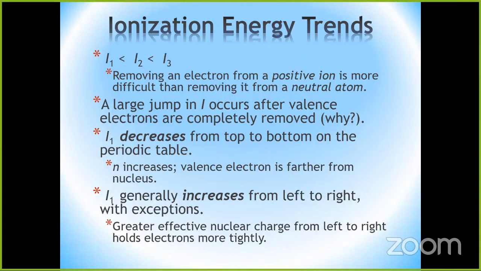On the other hand, going from left to right of any period, the first ionization energy will increase. And that's because as you go from left to right of any period, the electron in the valence shell will be drawn closer to the nucleus, and therefore it becomes progressively more difficult to remove the valence electrons.